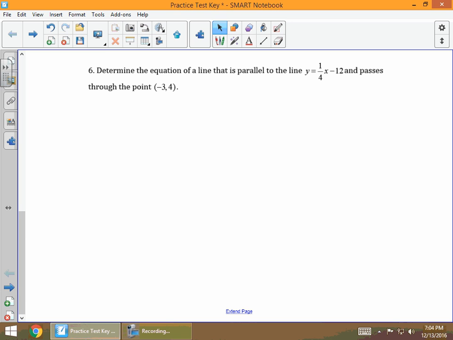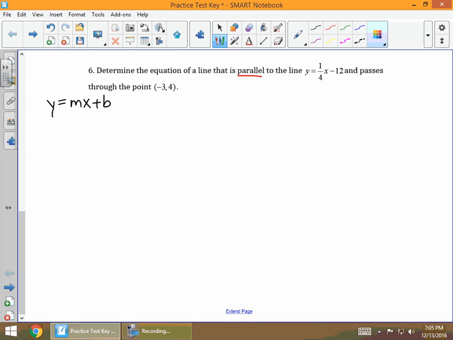My last problem on the first page is question number 6. Determine the equation of a line. All right, this is y equals mx plus b. Remember, we use this quite a bit. I'm going to have to find m and I have to find b. So determine the equation of a line that is parallel. That means same slope. So parallel to the line y equals 1/4x minus 12.